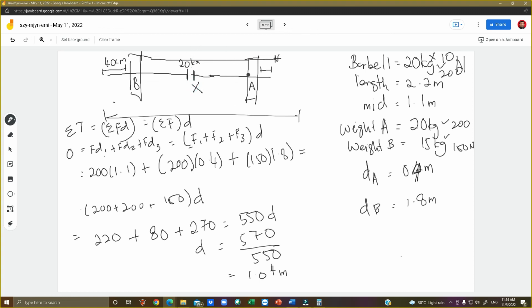It moves closer to A in order to make the system balance. If it moves closer to B, A falls down, so the system is not in balance. There will be torque there. So this is how we measure the center of gravity and how we play around with projectile, with torque and also equilibrium in human performance. Alright, so that's all for today's class.